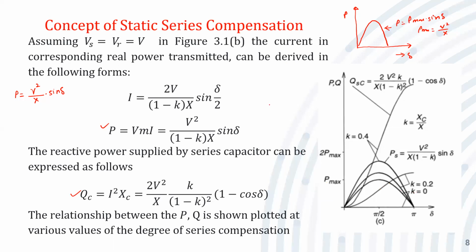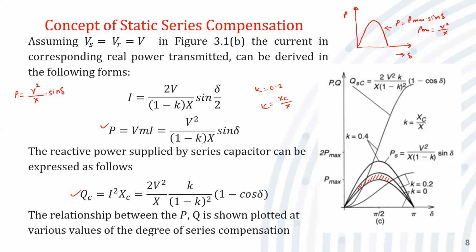As soon as we increase the value of K to 0.2, where K is Xc upon X, it means some 20% capacitive reactance is connected in series with the transmission line. So the power handling capacity is increased from this value to this value. So now there is an increase in power.